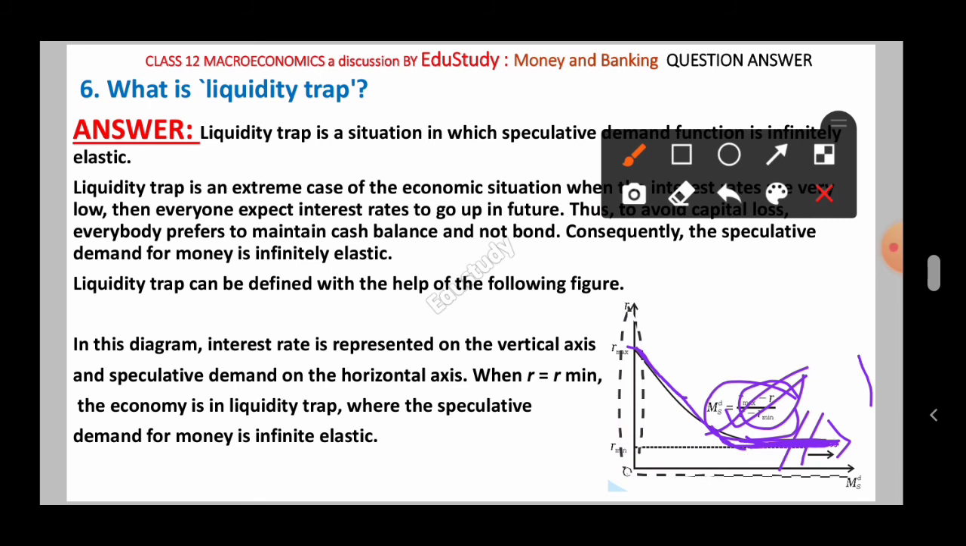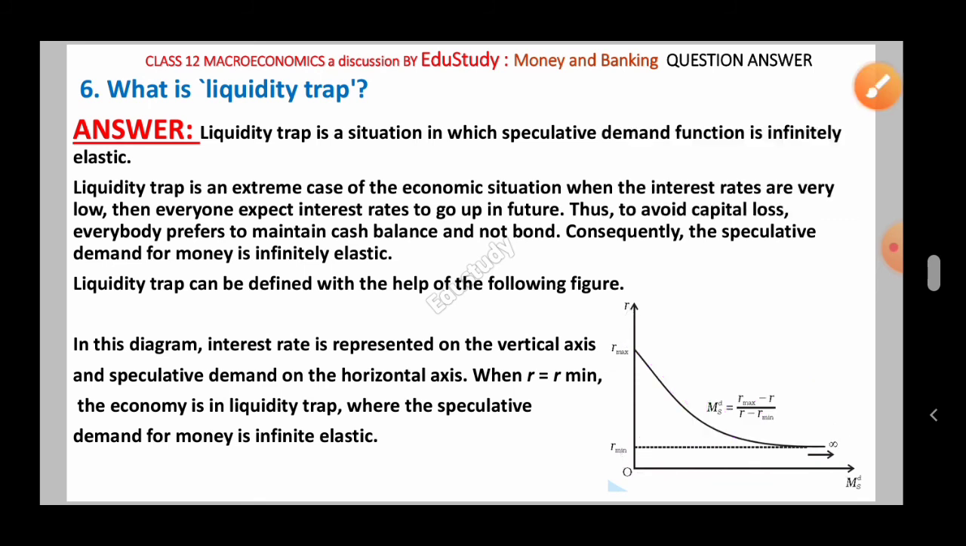Means money will be trapped in the hands of the people, because they will demand more money in their hands, as they are thinking that if they invest their money in bonds or securities in future, they will have to incur losses. So avoiding incurring losses in future, they will hold the money in their hands only. So that is the liquidity trap. I hope you have understood this, and let's come to the next question.